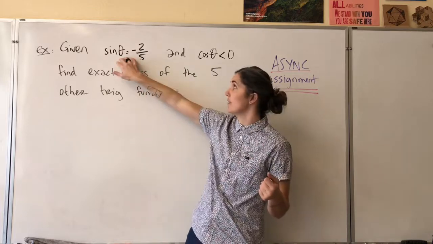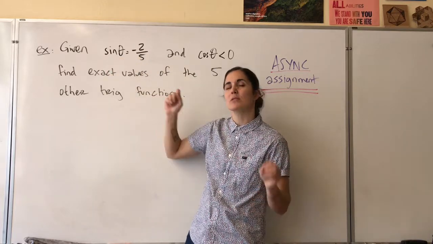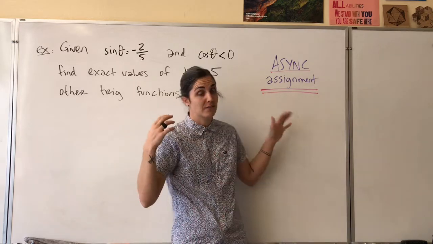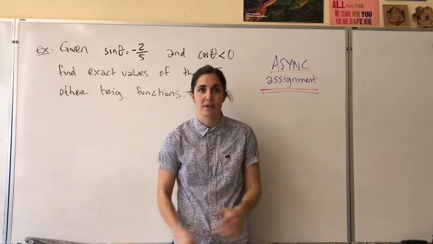This time, your sine value is negative 2/5. Your cosine is also negative. Figure out the quadrant, find the missing side, and then find the remaining 5 trig values.